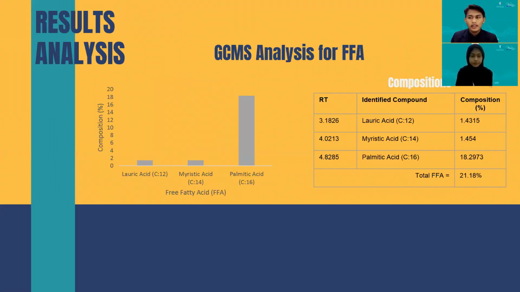As for the result and analysis for free fatty acid, the total free fatty acid amount in the lipid was 21.18%, discovered by using GCMS analysis. We can conclude that palmitic acid is the highest acid composition among myristic acid and lauric acid.